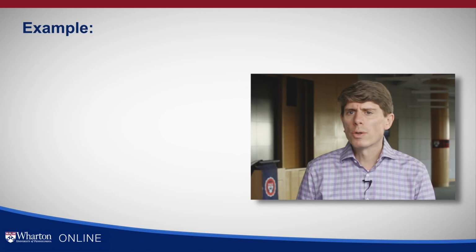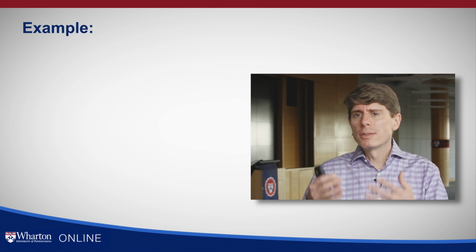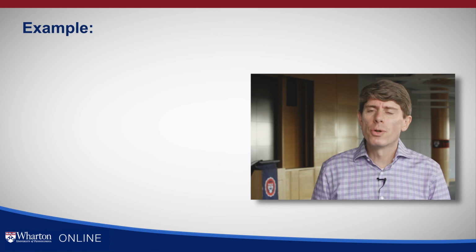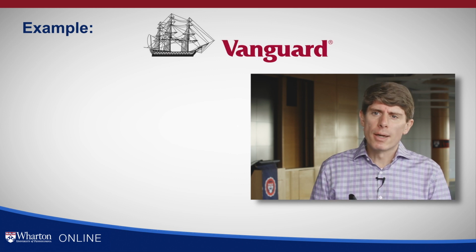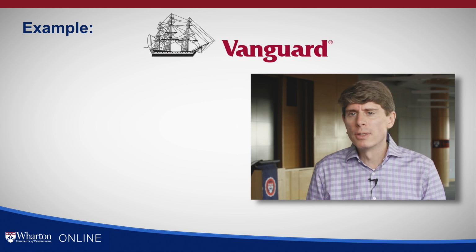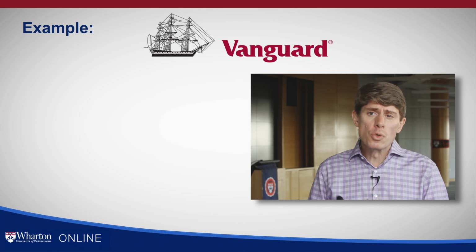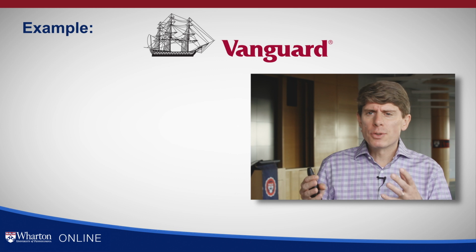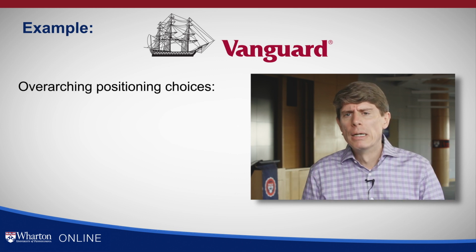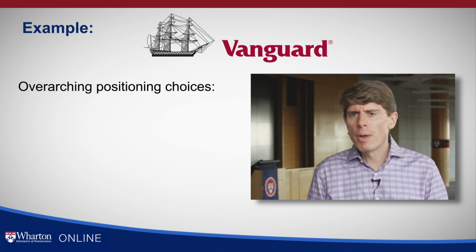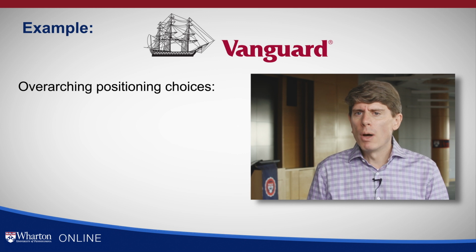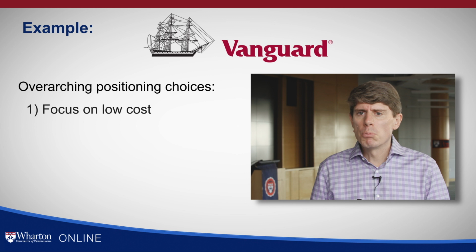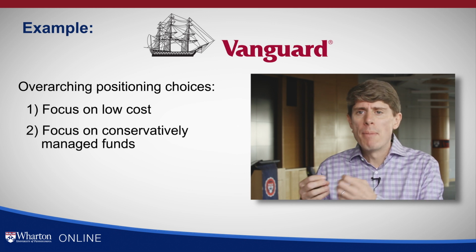So now let me walk you through a very quick example of this process of mapping a firm's activity system. We've just talked about it in general terms. Let's pick Vanguard again. Vanguard is actually one of the largest asset managers in terms of mutual funds in the world. So when you study that firm and you ask yourself, what are some of the overarching positioning choices that this firm has made? The first thing that maybe comes to mind is that they really focus on low cost. Second thing is that they focus on more conservatively managed funds.